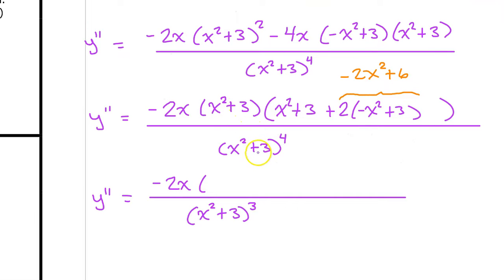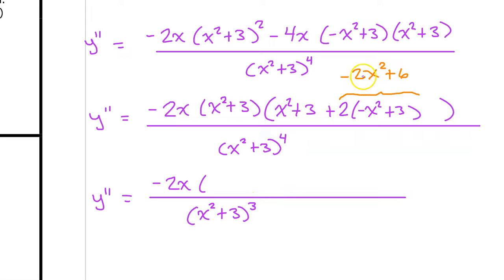To simplify further, notice that we have x squared plus 3, and we have x squared plus 3 to the 4th power in the denominator. These are connected by multiplication, so we can cancel out this x squared plus 3 with one of the x squared plus 3's in the denominator. That will leave behind 3 factors of x squared plus 3.